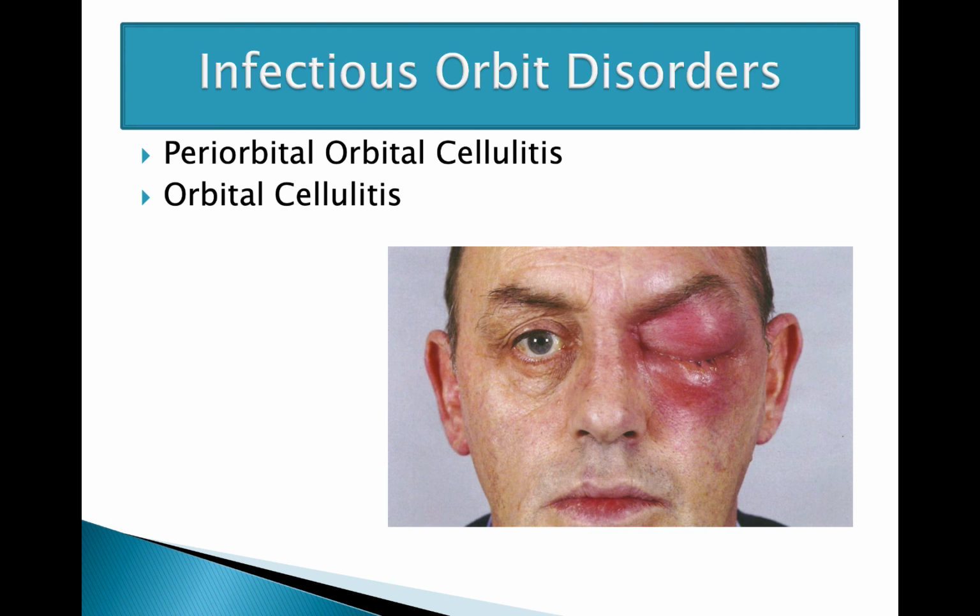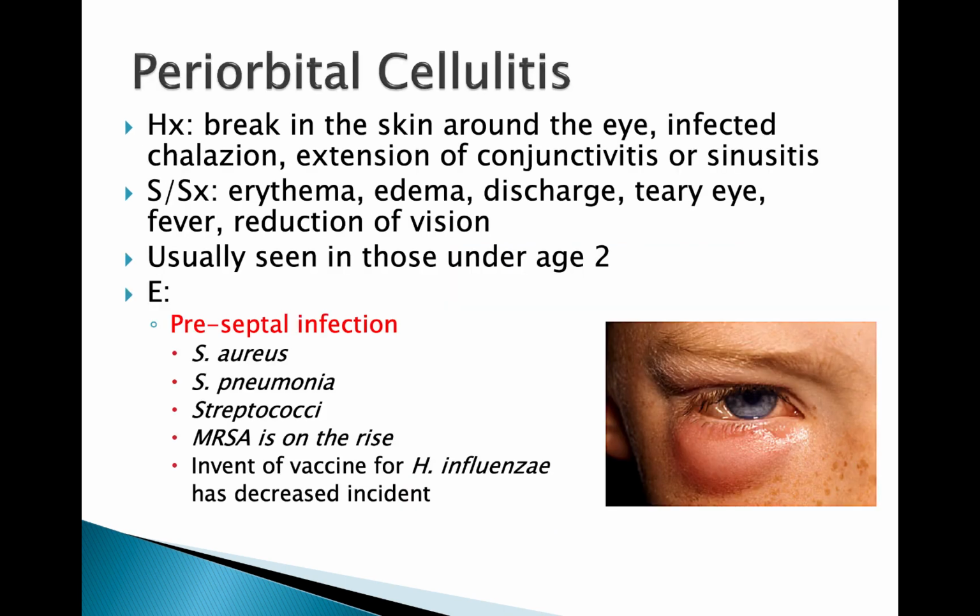So dacryocystitis can oftentimes be confused with infectious orbital disorders. The two infectious orbital disorders that we're going to talk about are periorbital cellulitis and orbital cellulitis. With periorbital cellulitis, there's typically a history of a break in the skin around the eye. Maybe the person has had an infected chalazion, or it can be an extension of conjunctivitis or sinusitis.